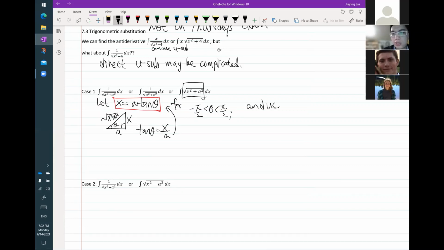And use the identity 1 plus tangent squared x equals secant squared x, or 1 plus tangent squared theta equals secant squared theta, I believe. So the rest is not important. The most important part is that we're going to let x equals a times tangent theta. That's the first thing you think about when you see the square root of x squared plus a squared.